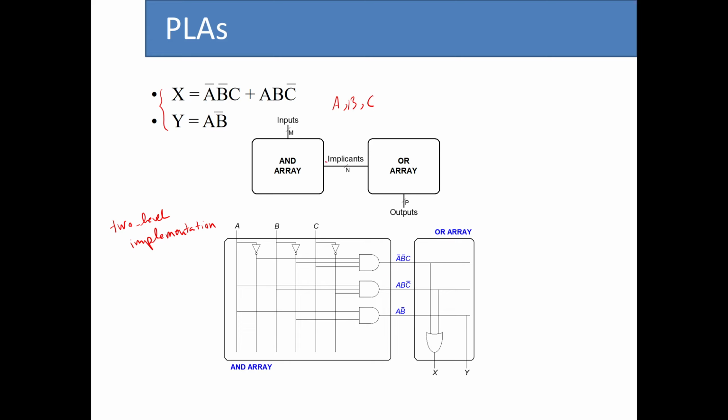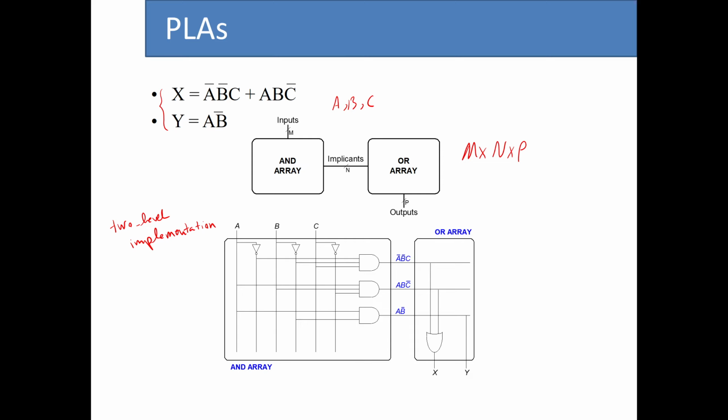As you can see, there are three numbers that are important here. Generally speaking, PLAs are represented by m, n, p. m is the number of inputs, n is the number of implicants, and p is the number of outputs that we have. This design is pretty straightforward, and you have seen this before.